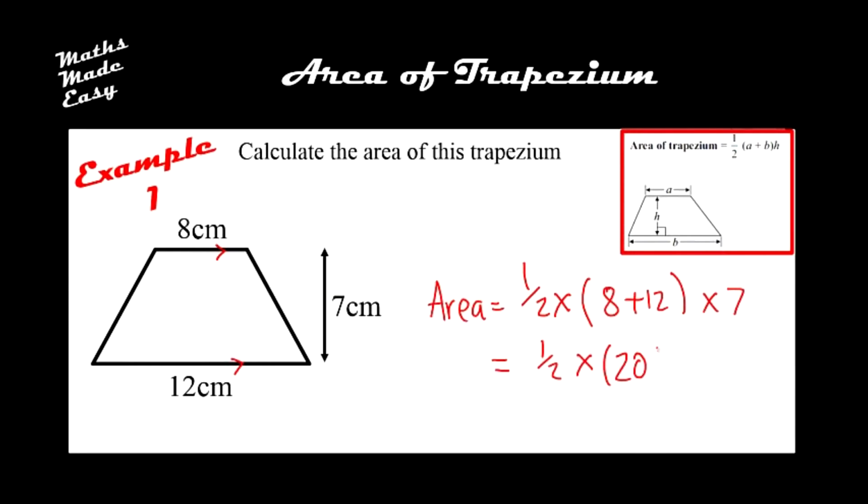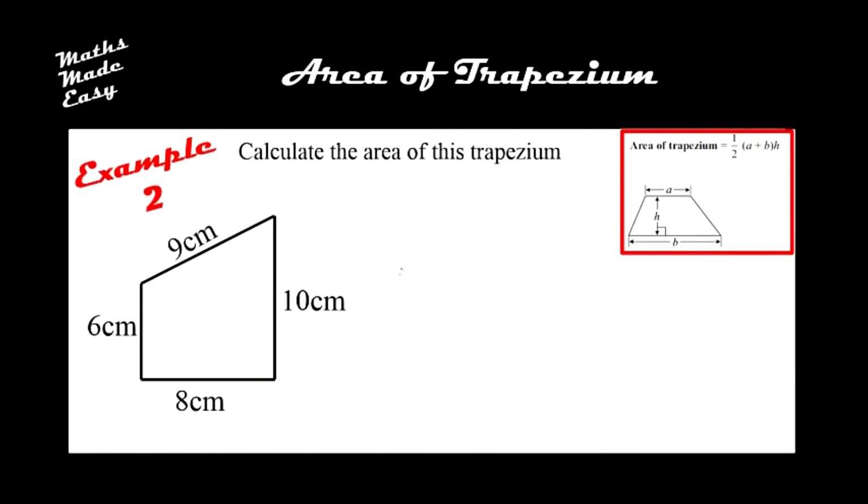But then what I would do next is go inside the bracket and do that addition, so 8 plus 12 is 20, and then times by 7, and then finally you can half 20 in your head, so half of 20 is 10, and then multiply that by 7, you get 70 centimeters squared. So the steps here are to write out the formula, decide what a, b and h are, so a and b are the parallel ones and h is the height or the distance between them, and then calculate what that gives you, and remember your units at the end, so area in centimeters squared.